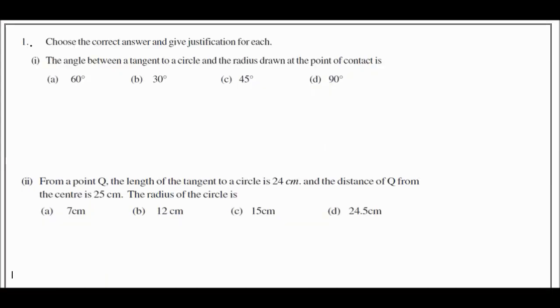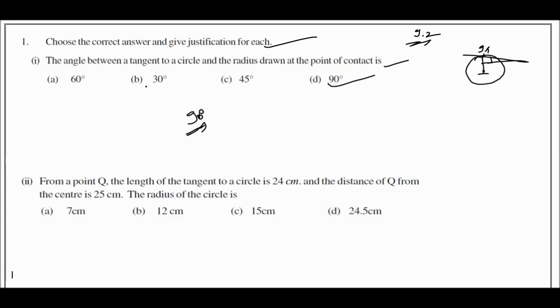Hello students, start with the first bit. Choose the correct answer and give the justification for each. This is exercise 9.2. First question: the angle between the tangent to a circle and the radius drawn to the point of contact is. Like this, the point is here and the radius to the point of contact. So this will become 90 degrees. Okay, 90 degrees is the answer. Last class we did problems 2 and 4 of 9.1, so it is the same as that.